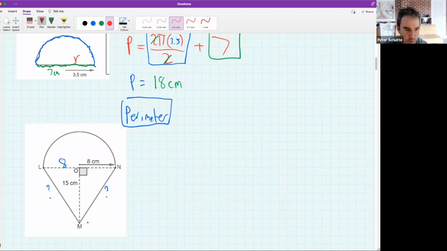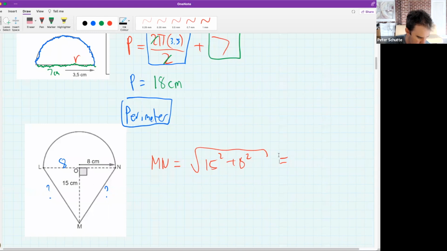Do you have a value yet for MN? Who has a value for MN in the chat? You can pop it in the chat. Some people are saying 40, 17. To get MN, what I need to do is just use Pythagoras. And we should get 17. So that should be 17. Okay, now the question is, what is my final answer going to be?